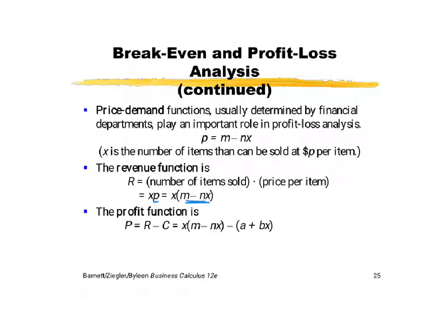Okay. And then for the profit, we have the profit is equal to R minus C. And in some cases, you'll see the profit, P as a function of X, equal to R as a function of X minus C as a function of X. Okay. And notice here for the revenue, we just have the number of items produced times the price, and then minus the cost, which is going to be minus the fixed cost plus the variable cost. Okay. So I'll go ahead and rewrite that. X times M minus NX, minus A plus BX.